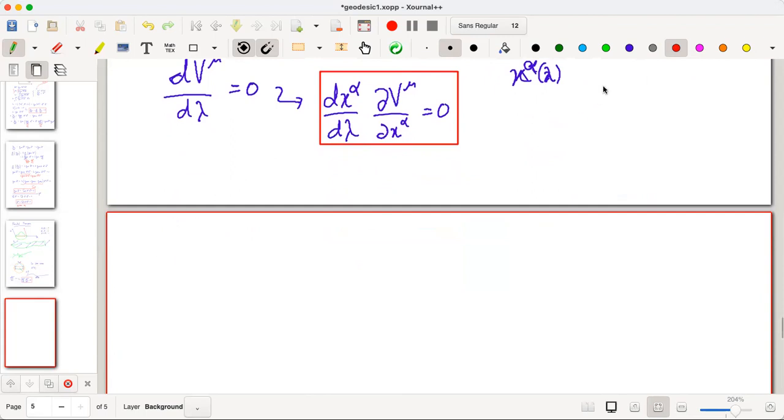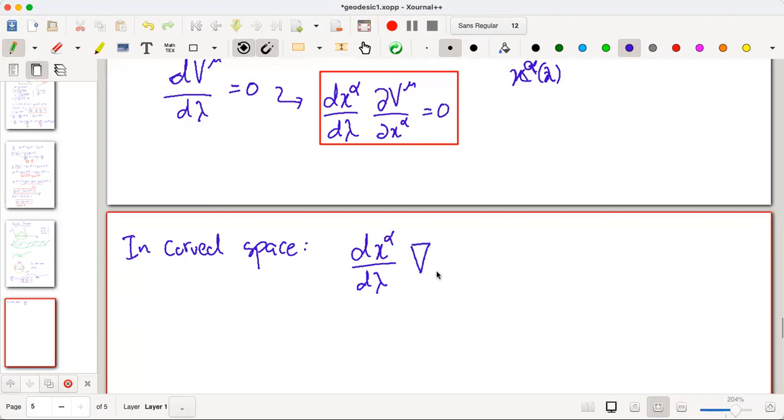So in curved space, the equation is as follows. Instead of partial v mu partial x alpha, we have the covariant derivative, del alpha of v mu. This is the appropriate equation in curved space.